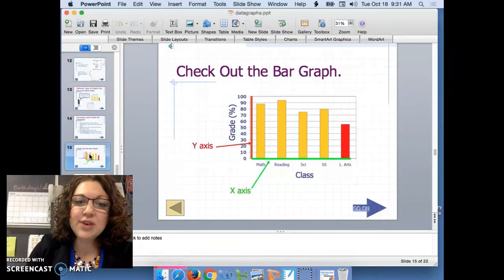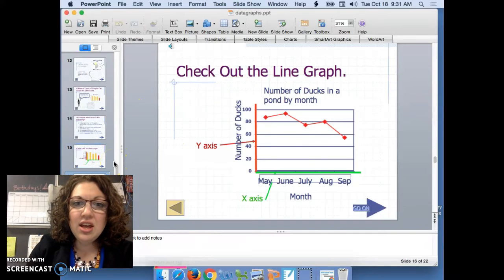So you can see on this graph, the y-axis has your percentages and they count by even amounts. The x-axis has your classes. You have your titles of your axes. You have the scale, which is the numbers. And then you don't have a title on this whole graph yet. On the line graph, you have the title. You have the y-axis with your scale, x-axis with your labeled parts, the labels of each axis.